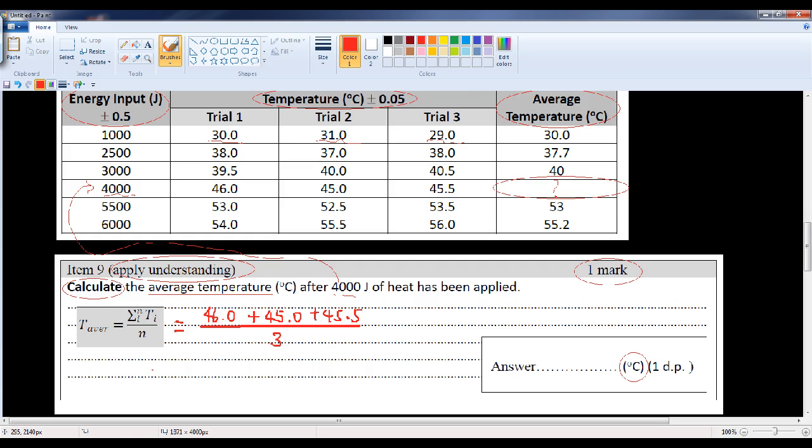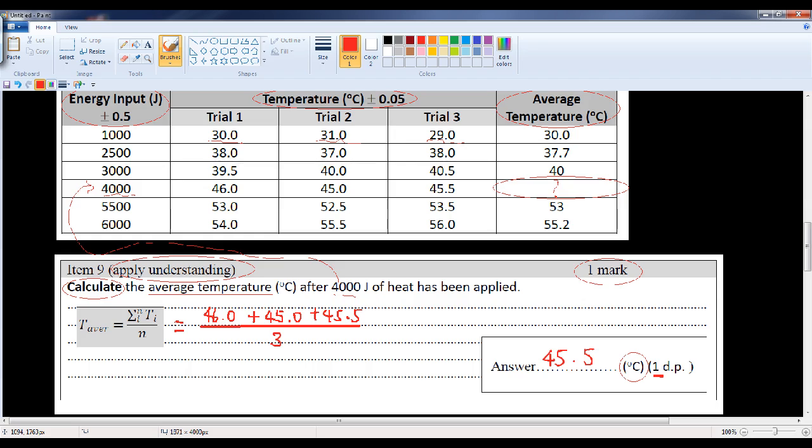So what would be the answer? It should be 45.5. So you fill the final answer right here. Check, that's 1 decimal place. Is my answer 1 decimal place? Yes, then it's done. So the first question is really simple.